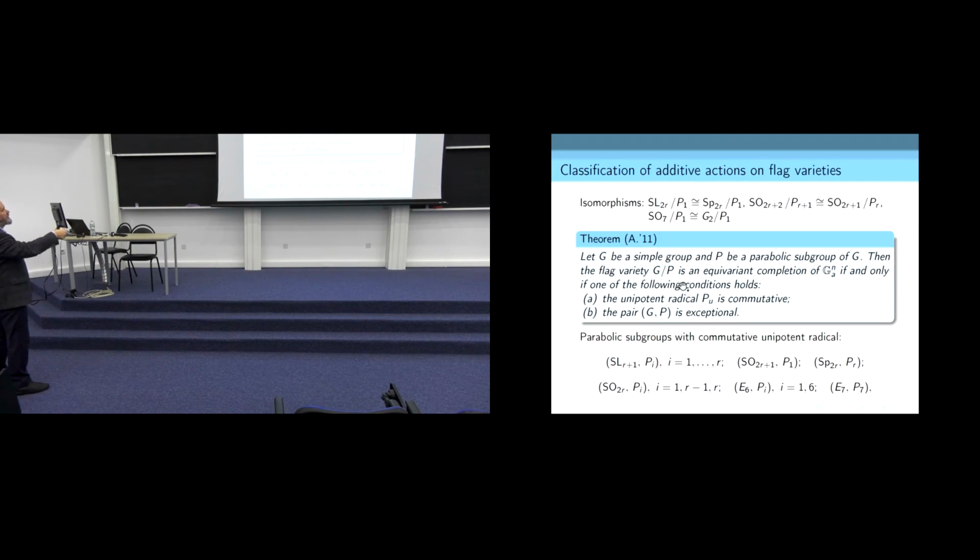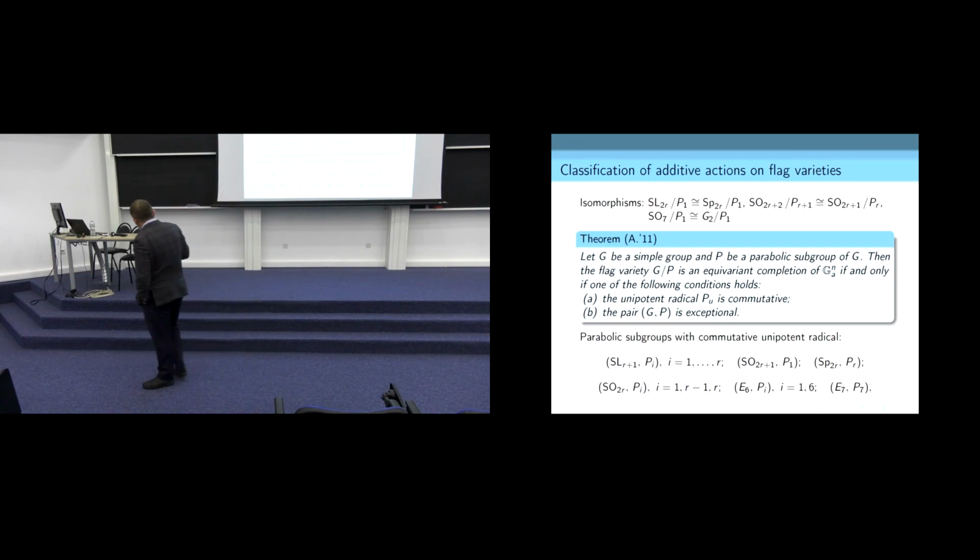And this is a complete list of possible isomorphisms when two flag varieties are isomorphic as abstract varieties. And also there is a nice list of parabolic subgroups whose unipotent radical is commutative. Here it is. And if you know that the unipotent radical is commutative, then certainly our flag variety has an additive action. This is just the Bruhat decomposition. The unipotent radical of a parabolic subgroup acts on this homogeneous space with an open orbit. So if it is commutative, then it is an additive action.